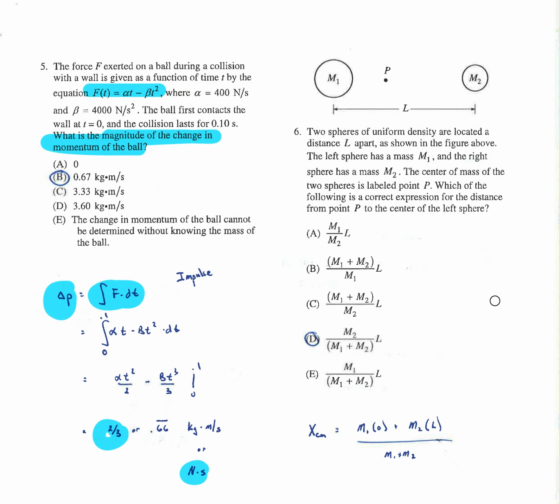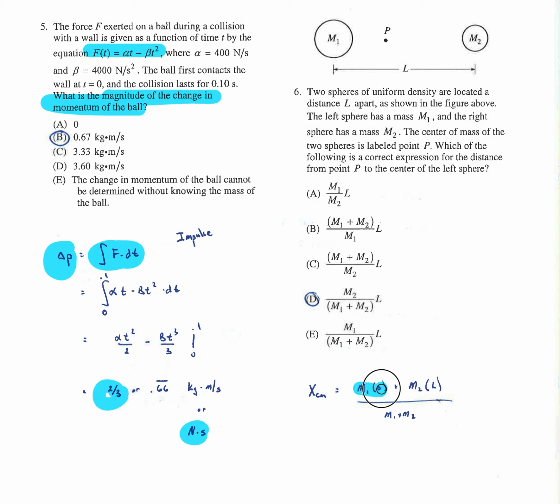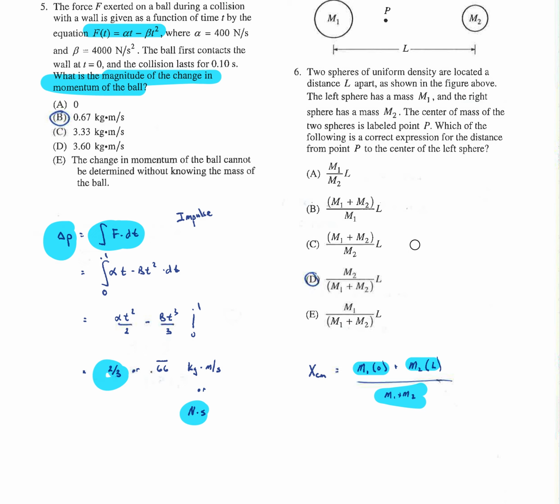It's just classic center of mass. You have two different spheres located a distance L apart, and they want to find the center of mass. And so you take the mass times where it is, the mass times where it is, divided by the total mass to find then the average position of that system.